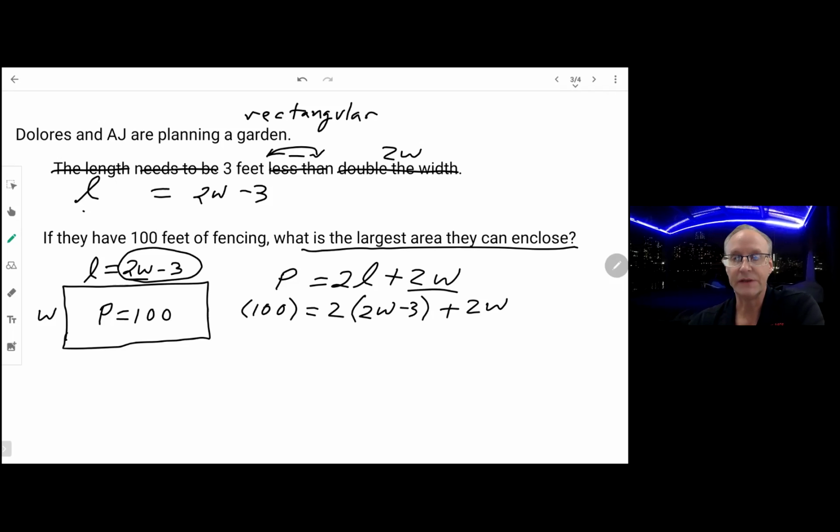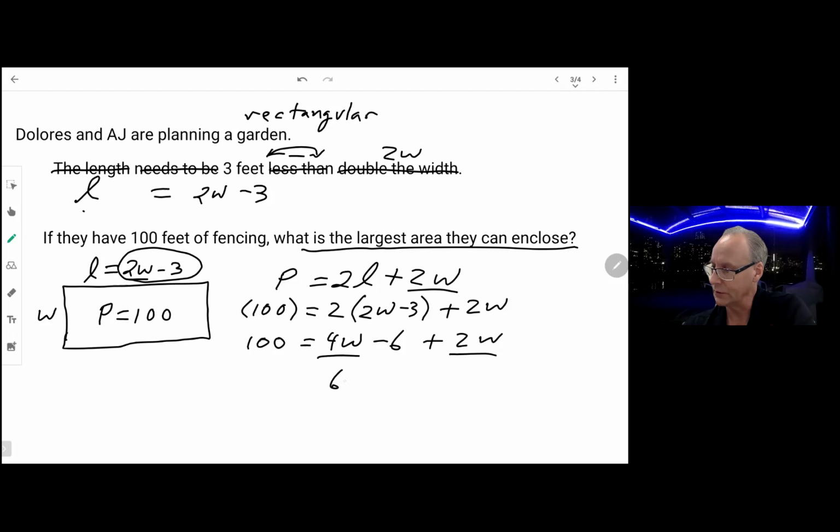Now, my next step is to simplify. There's nothing to do inside this parenthesis, so it's gone. I can distribute the 2 to both parts and add the 2W. I'm going to do it in 2 steps, but normally you could probably do this in your head. I'm going to distribute the 2 to both parts. That gives me 4W minus 6 plus 2W. Now be careful. This 2W and this 4W are on the same side, so you have to add them together. That is 6W minus 6 is equal to 100.